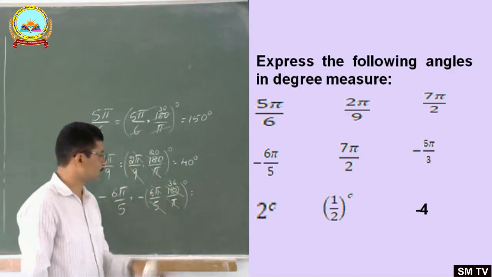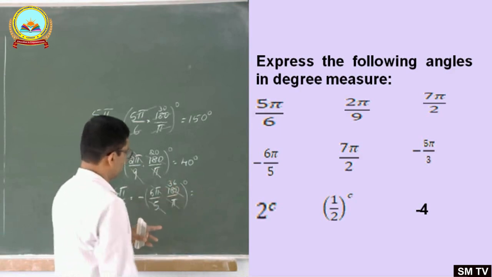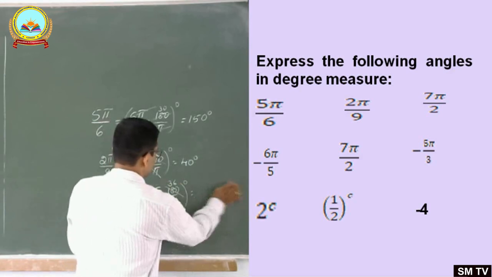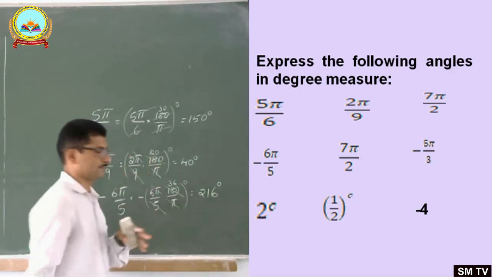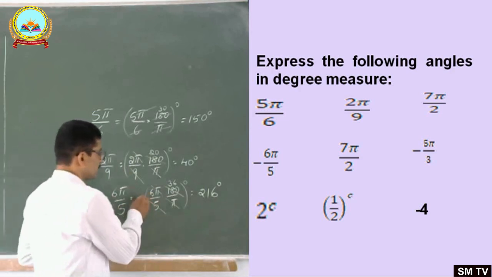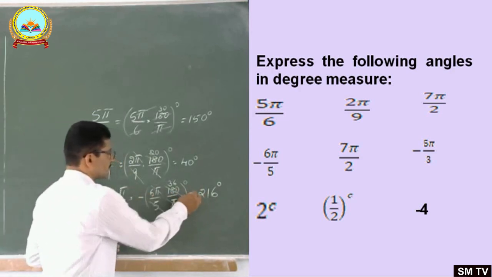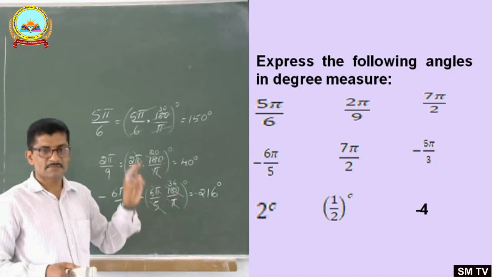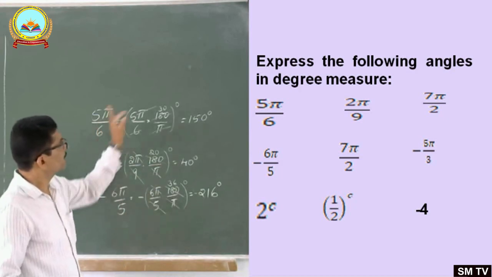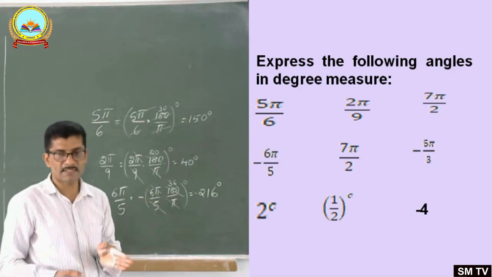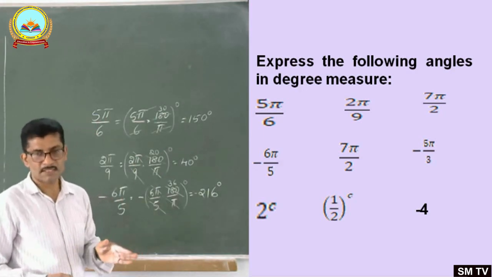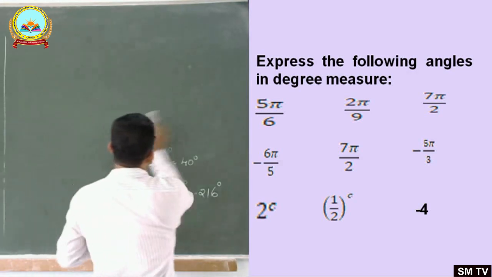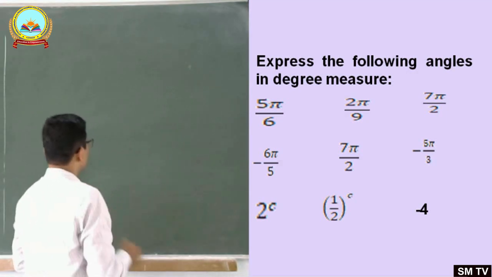This value is 6 pi by 5, 5 into 36. Its value is equal to 36 into 6, that is 216 degree. Here the minus sign is outside, therefore write the minus sign. It means you measure in the clockwise direction. These are the conversions of radian to degree measures. Similarly, you can find the value of 7 pi by 2 and minus 5 pi by 3 radians into degree form. This one is a 2 mark question.